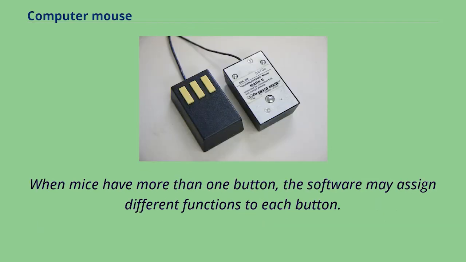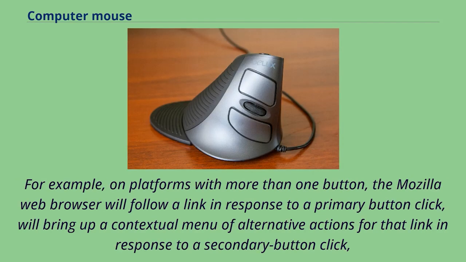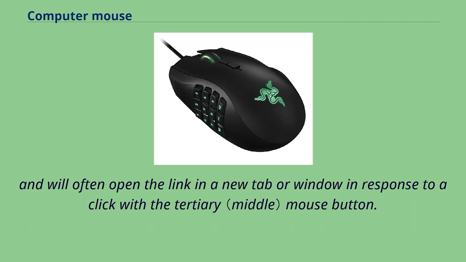When mice have more than one button, the software may assign different functions to each button. Often, the primary button on the mouse will select items, and the secondary button will bring up a menu of alternative actions applicable to that item. For example, on platforms with more than one button, the Mozilla web browser will follow a link in response to a primary button click, will bring up a contextual menu of alternative actions for that link in response to a secondary button click, and will often open the link in a new tab or window in response to a click with the tertiary mouse button.